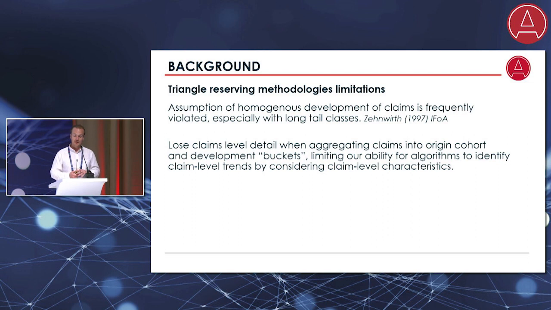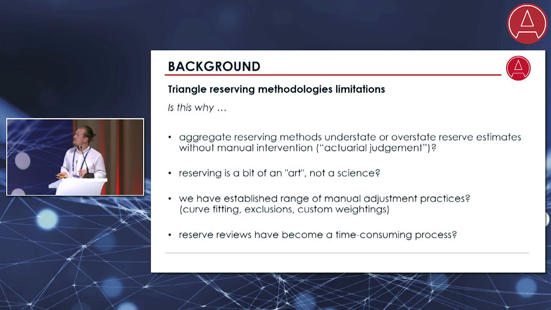We also lose, if we think logically, when we group claims into the buckets of the triangle, by cohort and by development or financial year, we actually lose the claim level detail. Those claim level details actually have a lot of information that could be useful for reserving. So we lose that information when we do our triangle reserving. So these are the limitations.